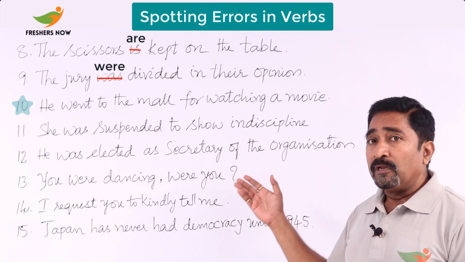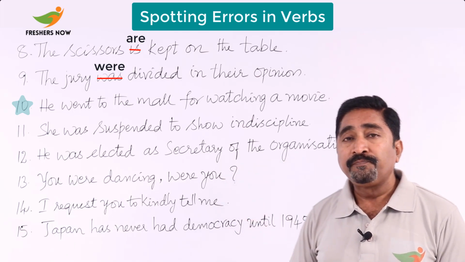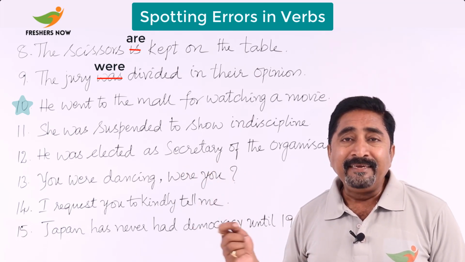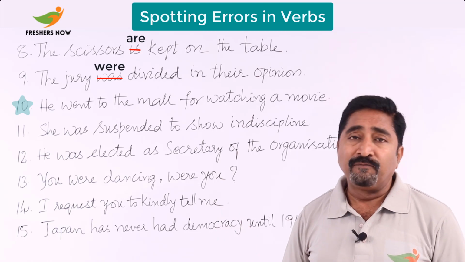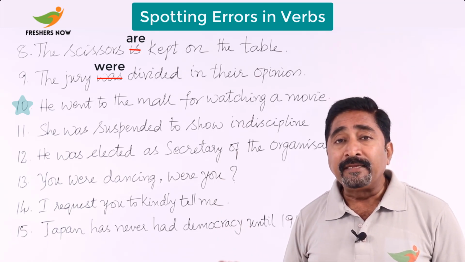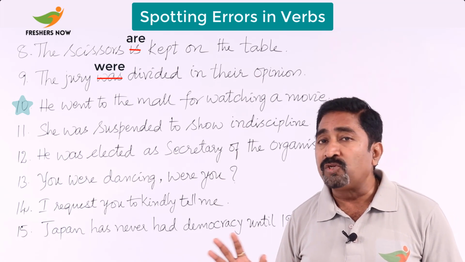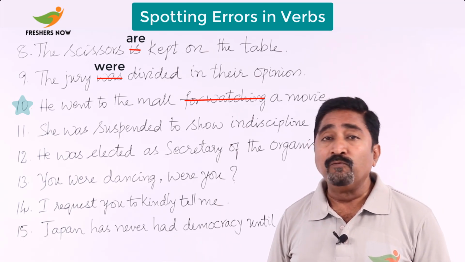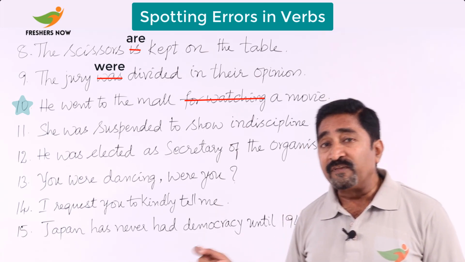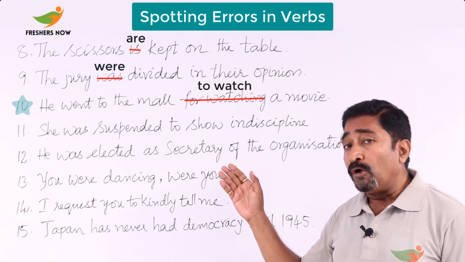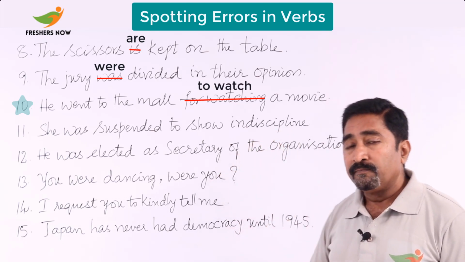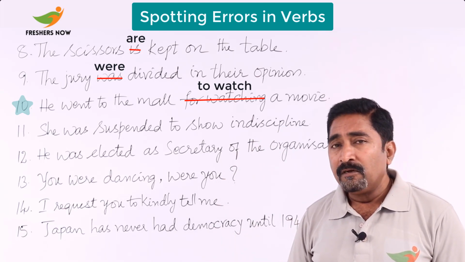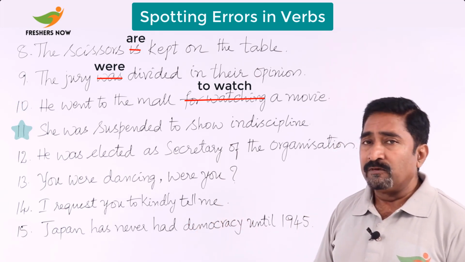He went to the mall for watching a movie. Here we should understand the state of the verb. It indicates the purpose of action. Whenever the verb indicates the purpose of action, we should never use a gerund. So we should use an infinitive, to followed by the verb. So we should say that he went to the mall to watch a movie, because it is a very commonly observed mistake. Now let's see the next one.